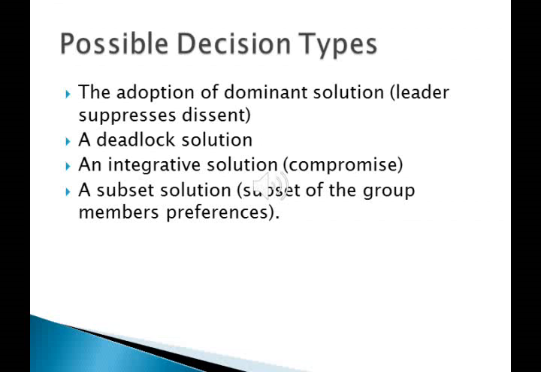And then the last option will be the subset solution. So we also have different opinions. Every member will discuss his point of view, and we adopt part of the solutions suggested, meaning subset solution, a subset of the group members' preferences. So we agree with some members and disagree with other members. So dominant solution, deadlock solution, compromise, or subset solution.